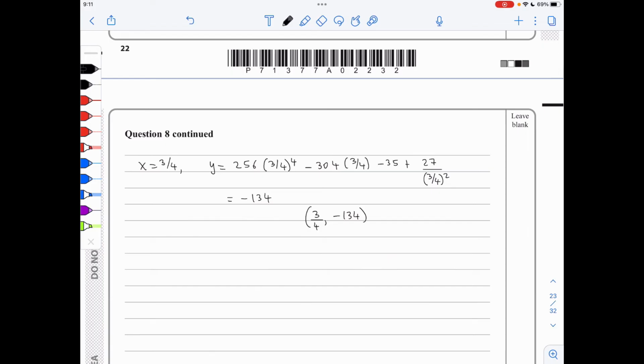The second stationary point is at x is minus a half, which leads to y is 256 times minus a half to the power of 4, minus 304 times minus a half, minus 35, plus 27 over minus a half squared. This gives an answer of negative 63, and therefore the second stationary point has coordinates minus a half comma minus 63.